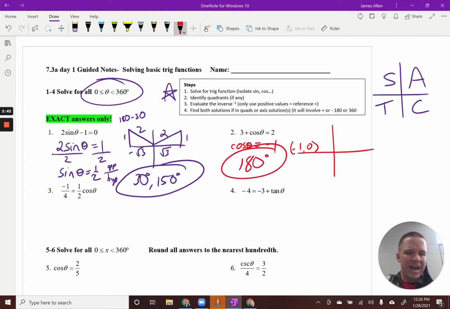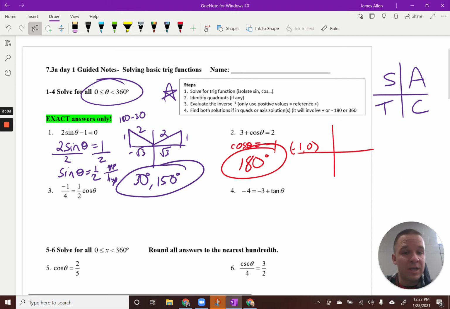All right, 180 degrees. Now that we've done a couple of them, let's make sense of these steps here. First one, solve with the trig function. We want to isolate sine, cosine, tangent, whatever it might be. Okay, we're going to identify the quadrants, if any, right? So the second one is a quadrantal, so not in a quadrant. For the first one, we knew it was going to be positive in quadrants 1 and 2. And we drew our triangles there, right?